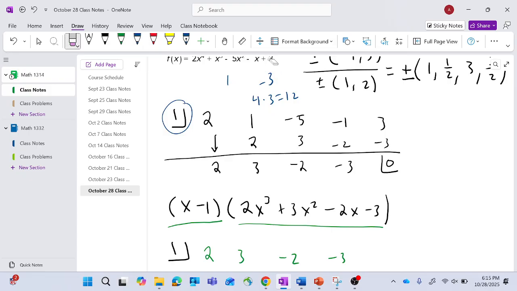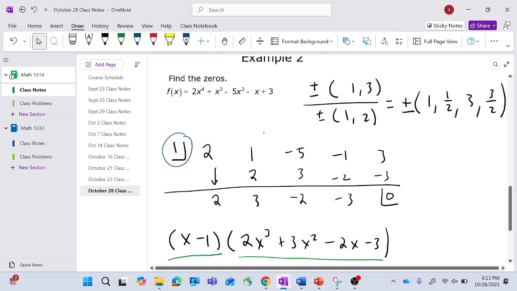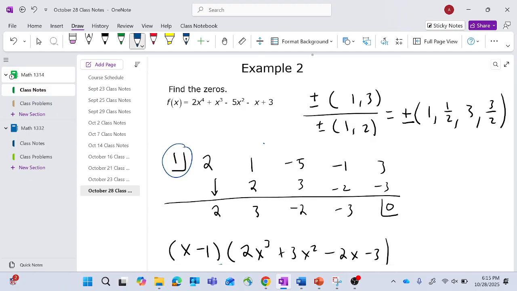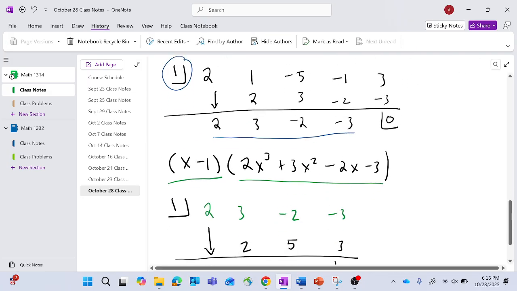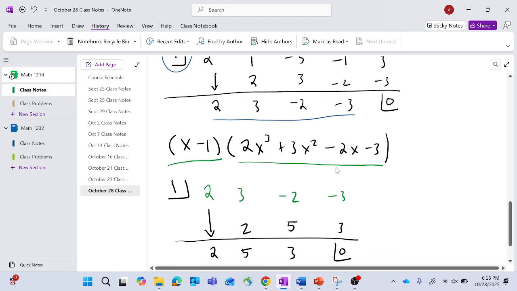We're just saying, look, we had this really complicated one of 2x to the 4th plus x cubed minus 5x squared minus x plus 3. I divided by x minus 1 and got a remainder of 0. So what you divided by times what you got is the same thing as the original. So x minus 1 times this 2x cubed thing is the same thing as the original. But this can still factor down.